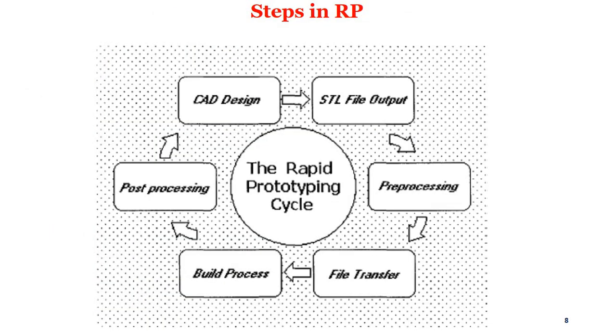Steps in RP. The RP process follows these steps. First is the CAD design. Then we convert the CAD model into an STL file output. Then we go for pre-processing, where we give some slice thickness and corner thickness. Then we transfer the file to the machine. Then the machine builds the part. Then we go for post-processing, like finishing and removing the support structure.